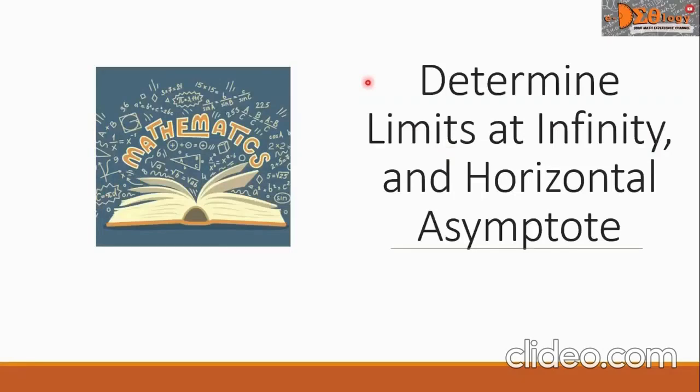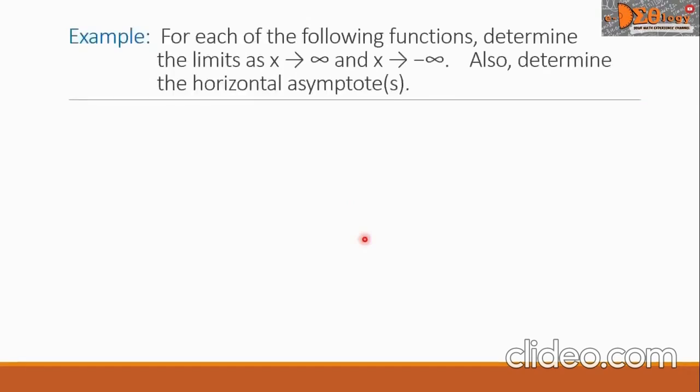In this video, we're going to see 3 sample problems on how to determine limits at infinity and horizontal asymptote. Example: for each of the following functions, determine the limits as x approaches infinity and x approaches negative infinity. Also, determine the horizontal asymptote. This is the first function. f of x equals 3x minus 1 all over 2x plus 5.